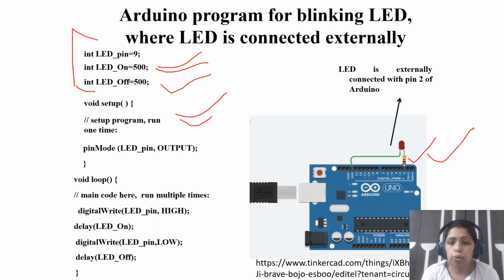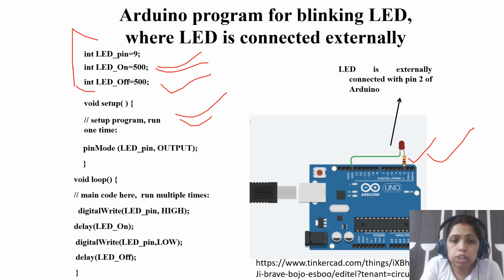So this is output. Why output? Because, as I have already told, when you want to send some data from the Arduino or microcontroller to an external device, whatever external device is connected to the particular pin, that pin should act as an output pin. That's why the pin mode is output mode. Now the main set of instructions or code will be written under the void loop.